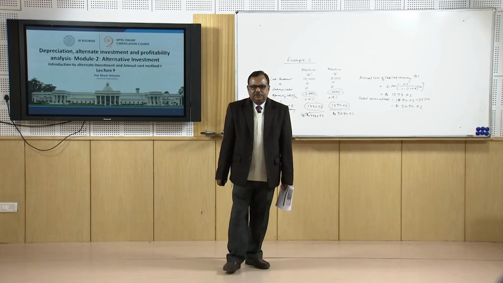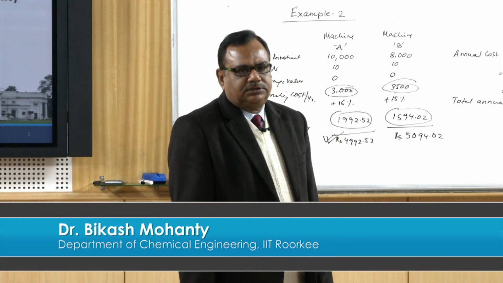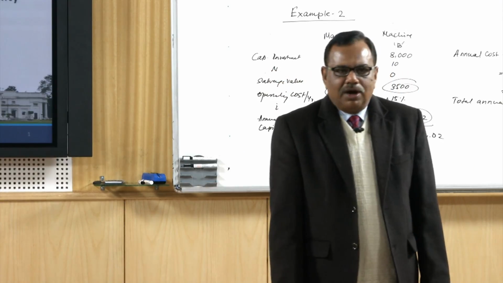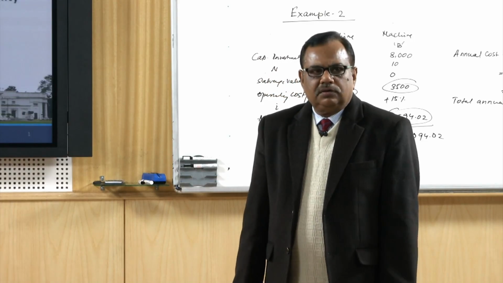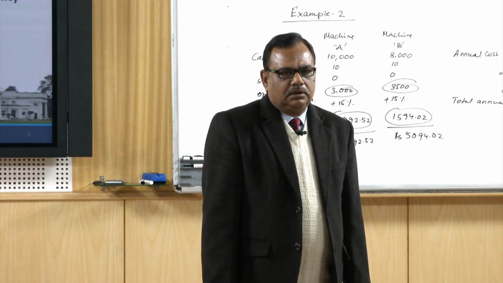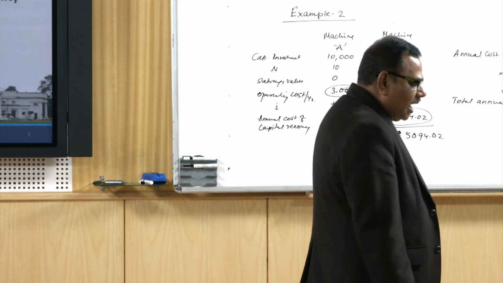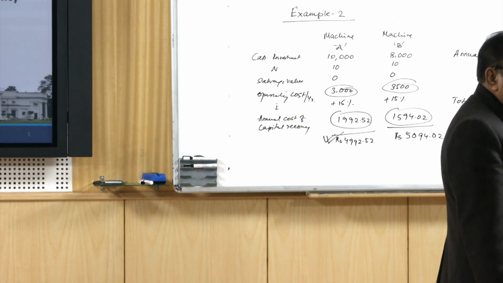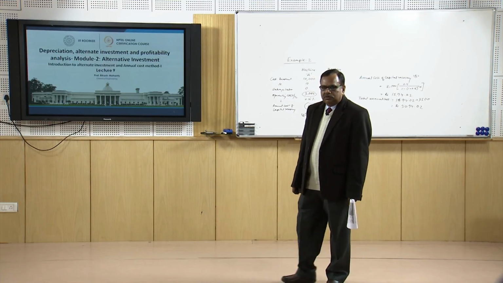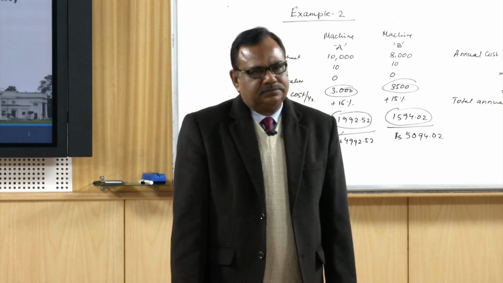So, summarizing the lecture, in this lecture I have introduced the concept of alternative investment, and one of the methods for achieving the alternative investment, which is the annual cost method, has been introduced, but some part of annual cost method was introduced in lecture number 2 of this series, that is module 2. We will see more problems on annual cost method. Thank you.